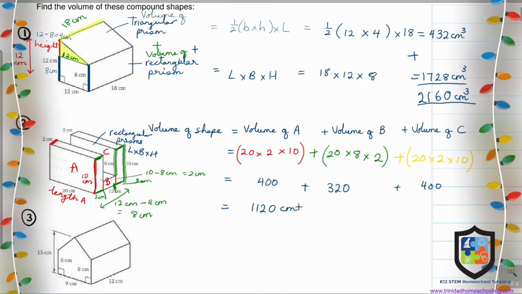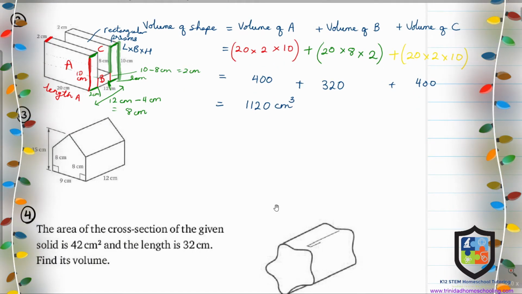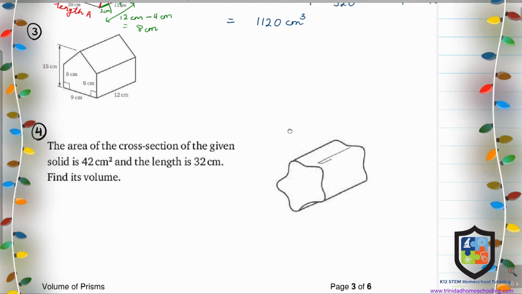centimeters. If you're not sure what it is we're doing, you look back at your question, right? We're doing volume, right? So your answer is 1120 centimeters cubed. Alright, so let us look at part number 3.